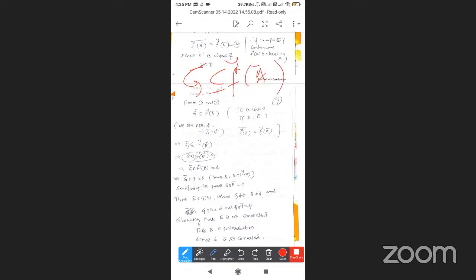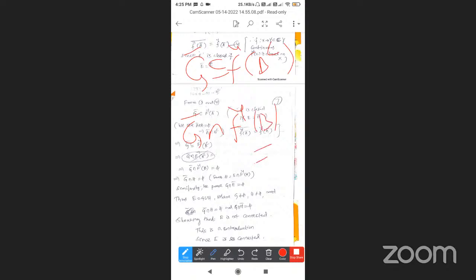So whenever A bar intersection B is equal to phi, this implies A bar is a subset of B complement. Here also the same thing, G bar is a subset of f inverse of B complement. So what do we get now here: G bar is a subset of f inverse of B complement, then G bar intersection of f inverse of B is equal to, what happens, empty.